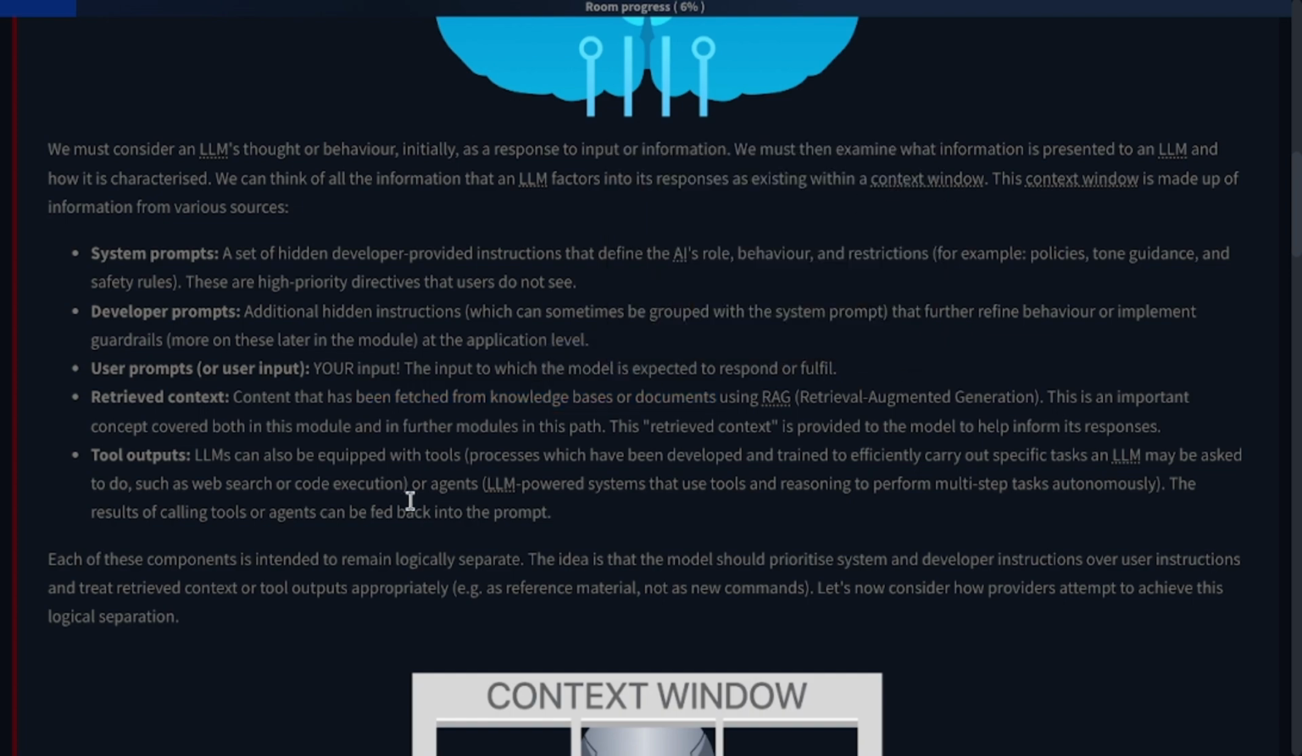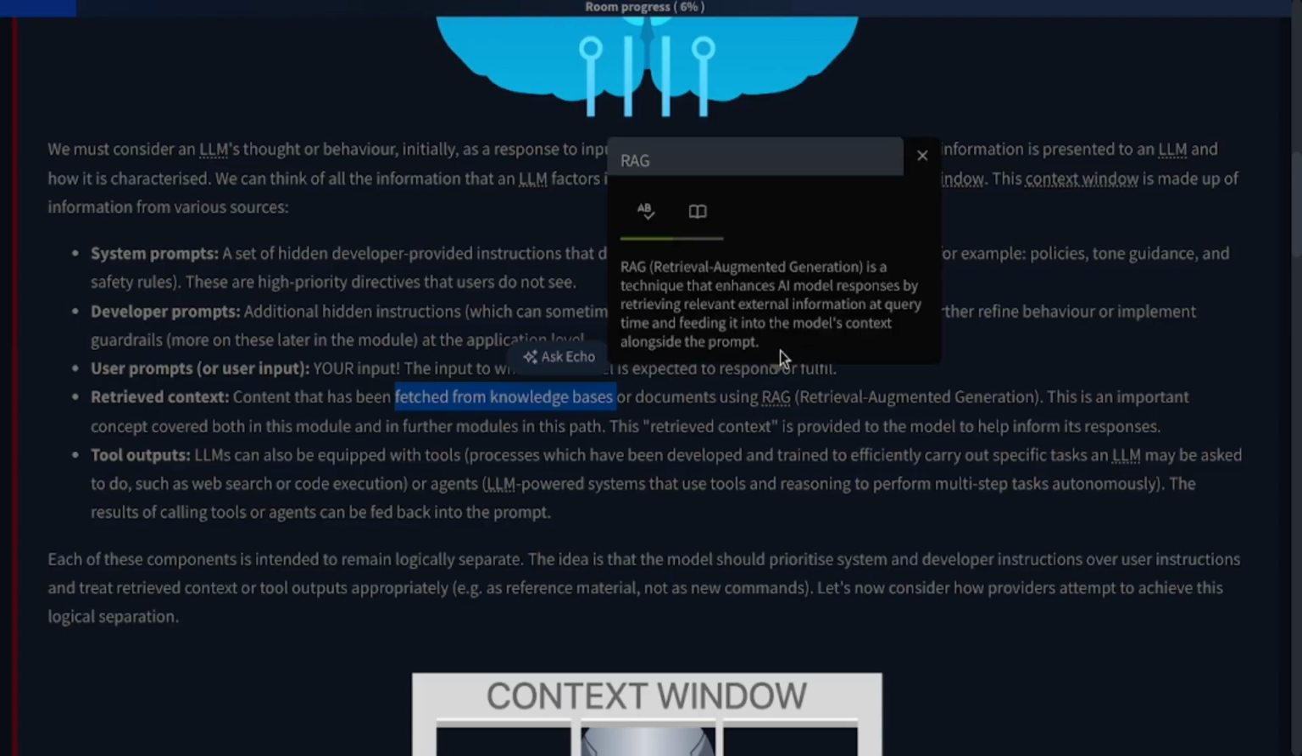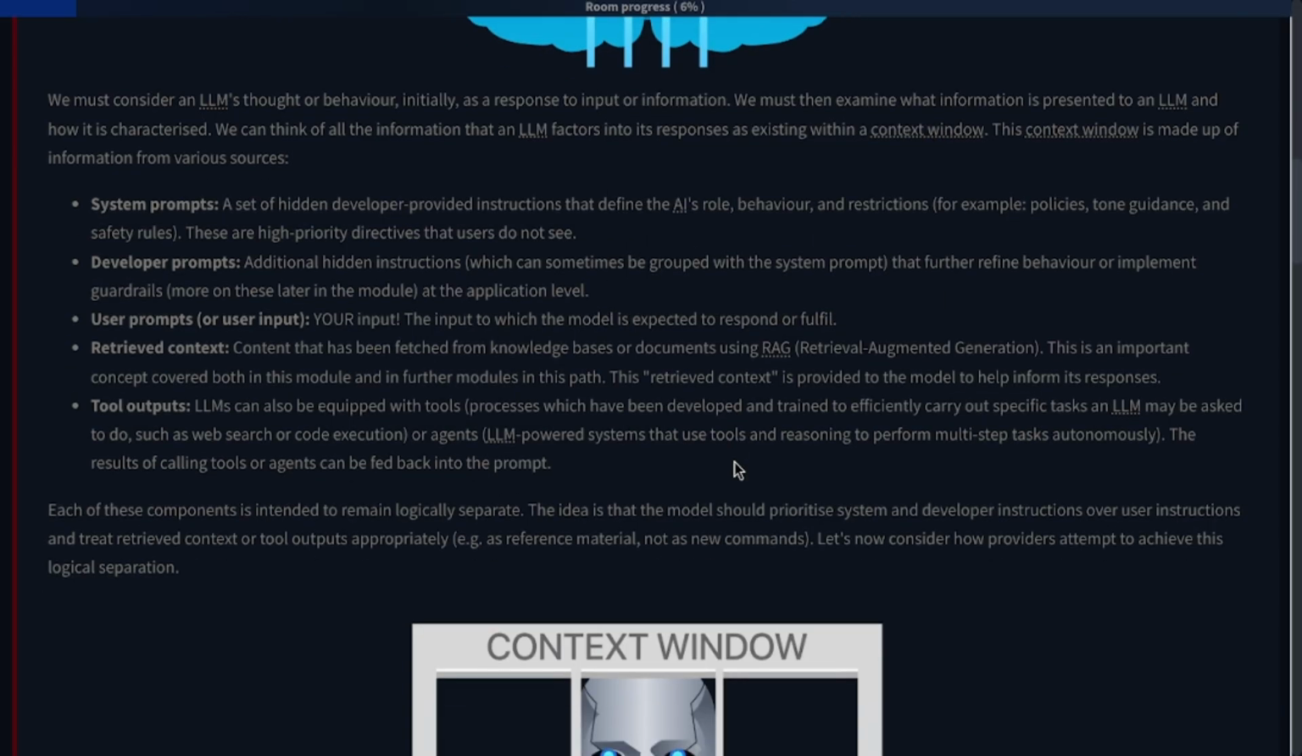This is an important concept covered both in the module and later in this path. So this retrieved context is provided to the model to help inform its responses. It is any context given to the LLM from knowledge bases or documents using RAG, the technique that enhances the model's responses by retrieving relevant external information.